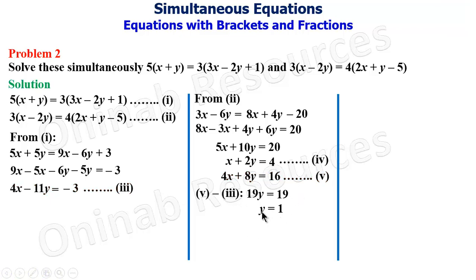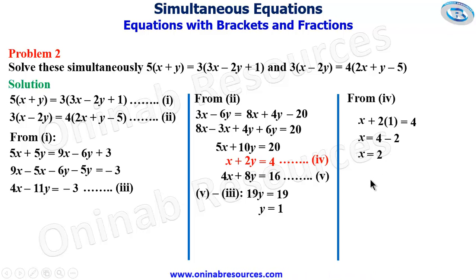So we now go ahead to substitute y is equal to 1 in any of the equations. But in this problem, we are picking equation 4. So we say, wherever we see y, we put 1. So we have x plus 2 into 1 is equal to 4. Then we leave this here, take this to the other side. x is equal to 4 minus 2. After taking this to the right hand side, x is equal to 2. So in coordinate form, we have 2, 1, that is x, y. So we are done with problem 2.